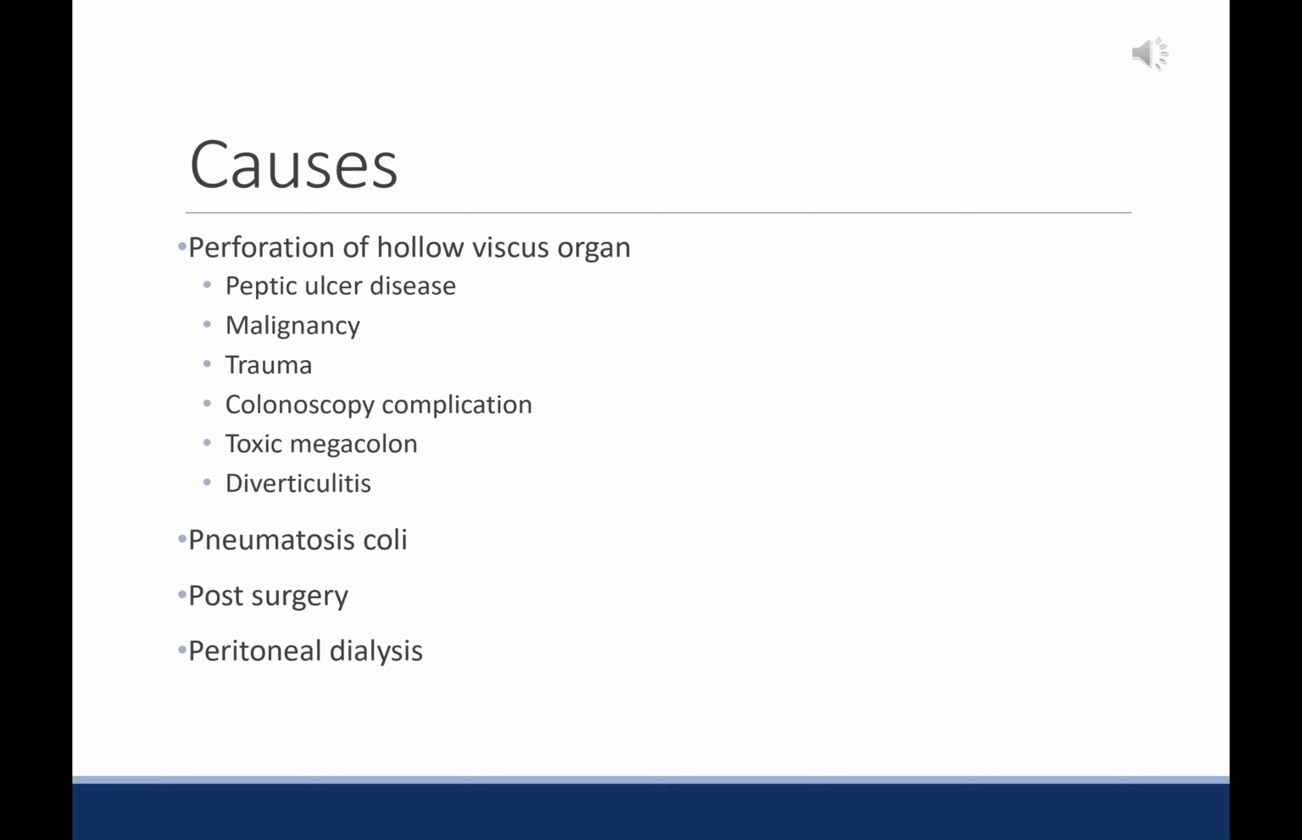There are several causes of pneumoperitoneum, from perforation of a hollow viscous organ, pneumatosis coli, post-surgery, peritoneal dialysis, among others. One of the most common causes is perforation. Among perforations, diverticulitis can be a common culprit. For the purposes of this talk, I'm focusing on the use of MIS in diverticulitis with peritonitis and mostly Hinchey 4.